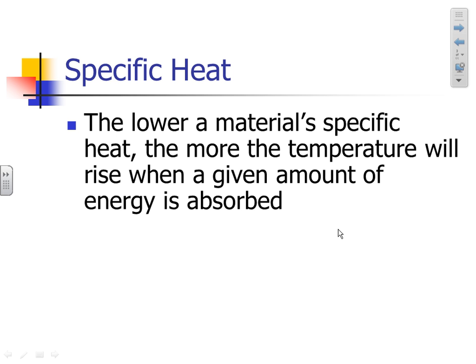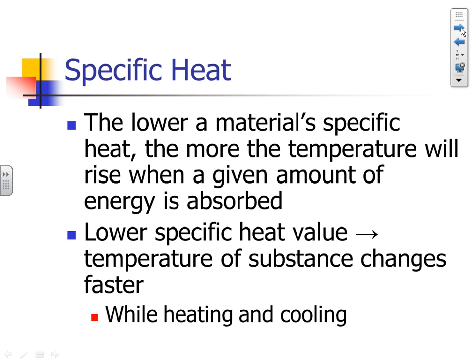The lower a material's specific heat value, the more the temperature will rise if a given amount of energy is absorbed. It is easier to change the temperature of a substance that has a low specific heat. Lower specific heat values means the temperature is going to change faster. That applies when we're both heating something up or cooling it down.